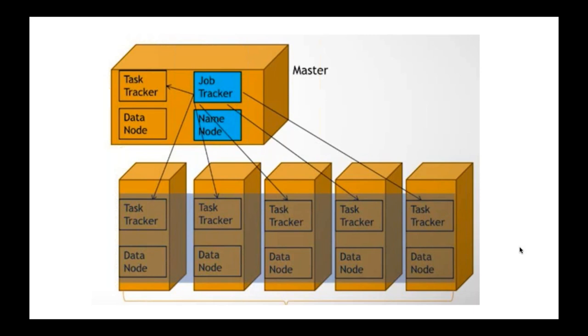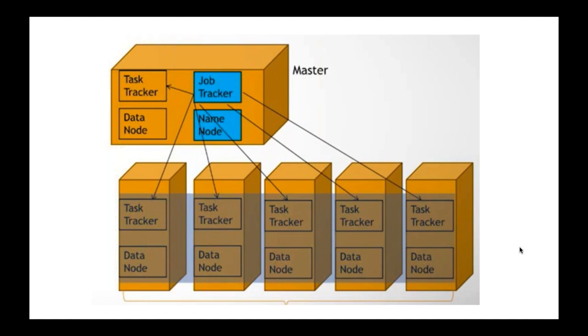Now step two, distribution of input split. The input data will be sliced down into small splits. Those splits are assigned by the job tracker to its slave nodes, which are called task trackers. That is the second step. So the job tracker distributes the small amount of input split to separate tasks.